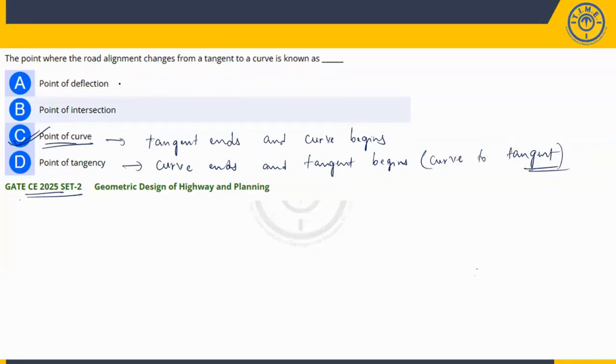And point of intersection is the point where two tangents intersect. The point where two tangents intersect is known as the point of intersection. Point of deflection is not a standard term, but it is from horizontal curve geometry. Therefore, our option is point of curve.